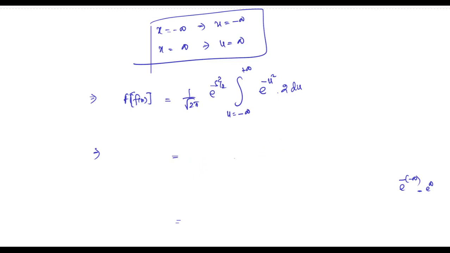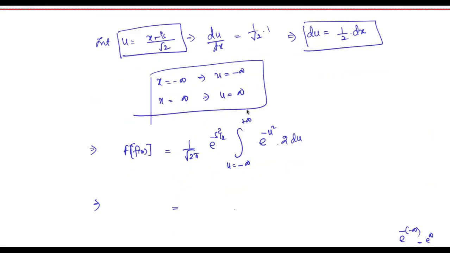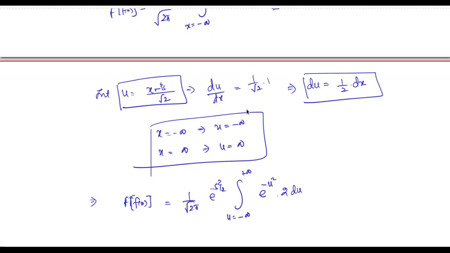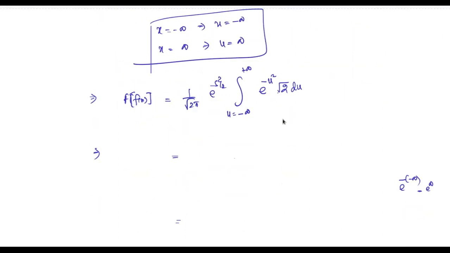So we got e to the power minus u square into 2u. Oh, that means we also have a small mistake in the other one as well. Oh, it's root 2. So square root of 2. Sorry, guys. So e to the power minus u square into square root of 2 into du. That's it.